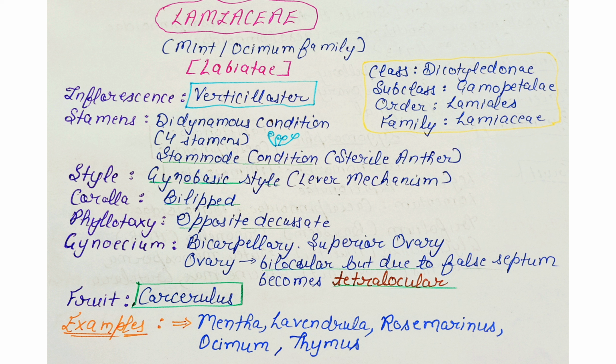Another important character is the gynobasic style. The corolla is bilipped. These two characters are meant for entomophily. Phyllotaxy is opposite decussate. Gynoecium is bicarpellary and has superior ovary. Ovary is bilocular, but due to the false septum, it becomes tetralocular. This point is important. Fruit is carcerulus.